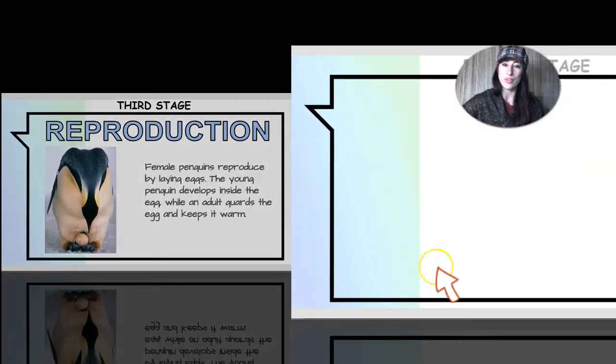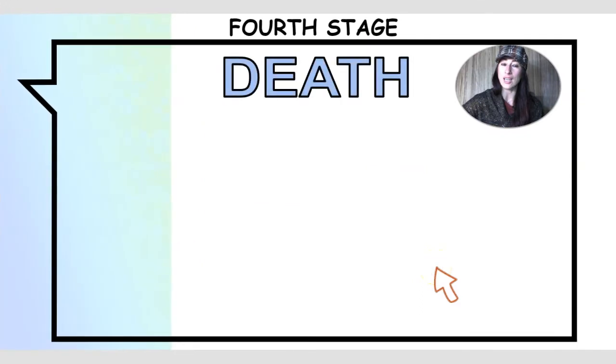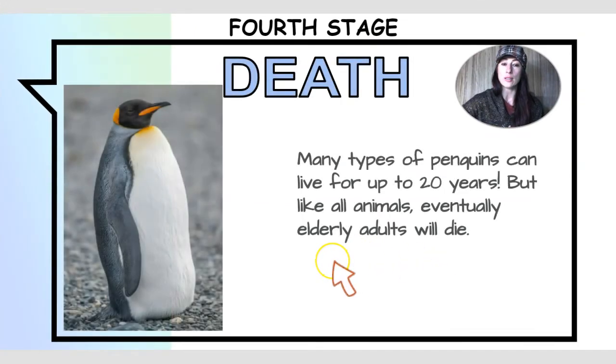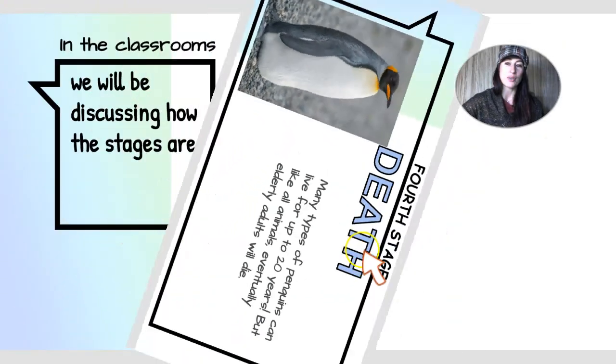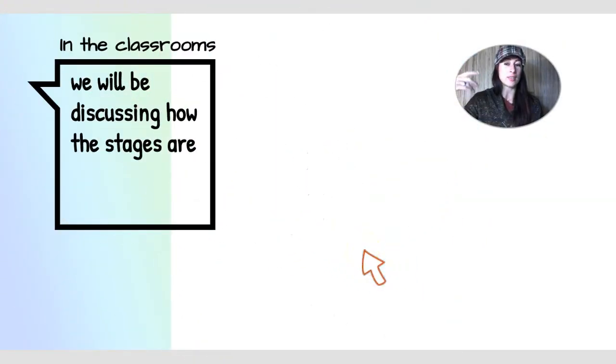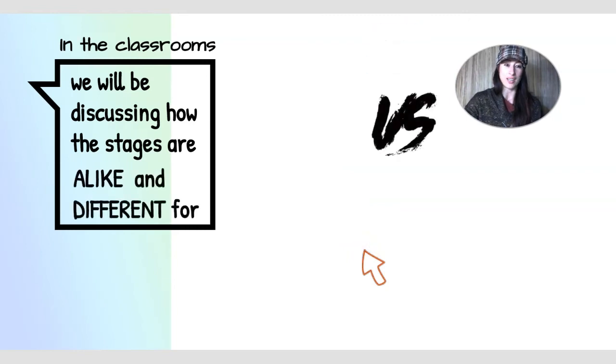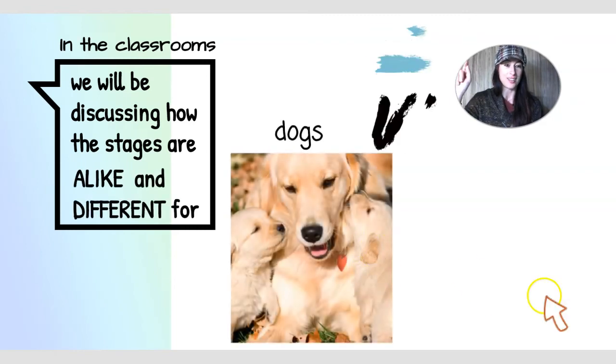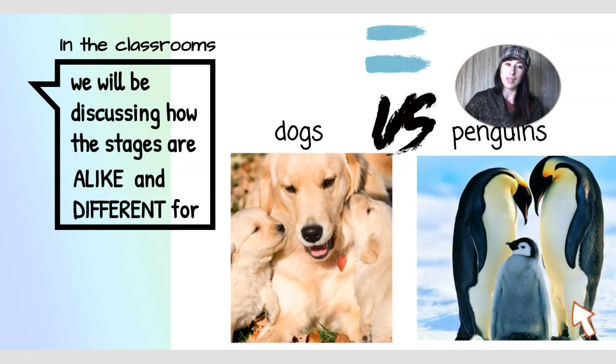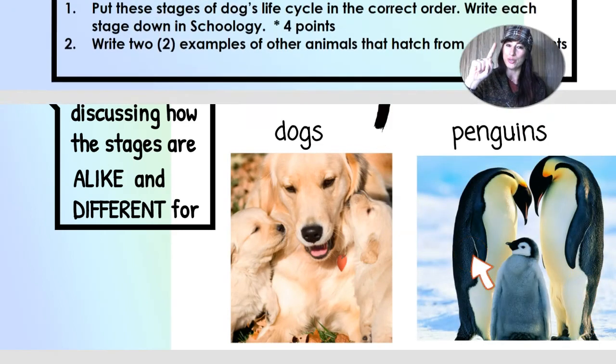And of course, the fourth stage, the last stage, is again death. The penguins can live for up to 20 years, but like all animals, eventually elderly adults will die. Okay, so in the classroom, you will be discussing how the stages are alike and how they are different for dogs versus penguins.